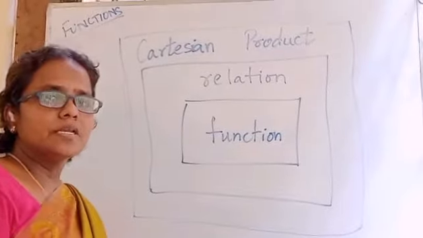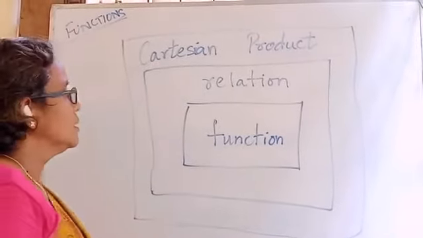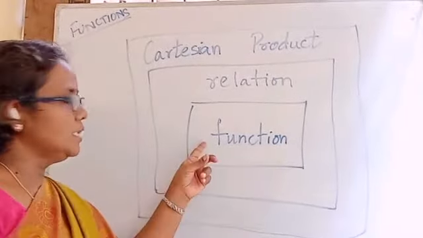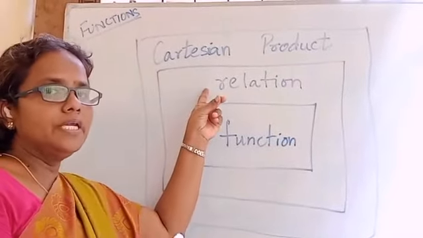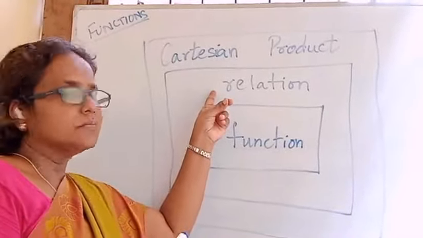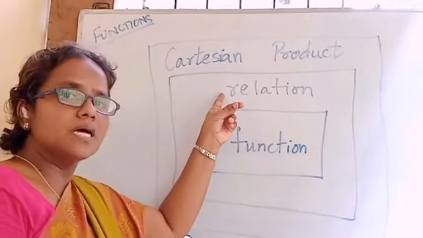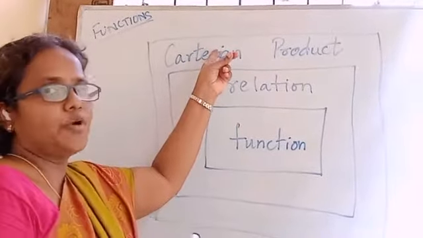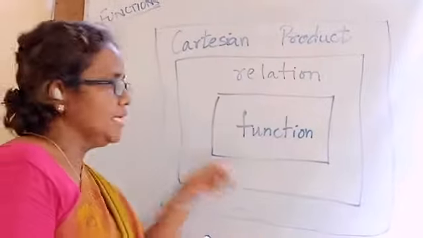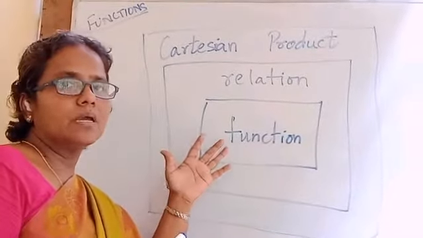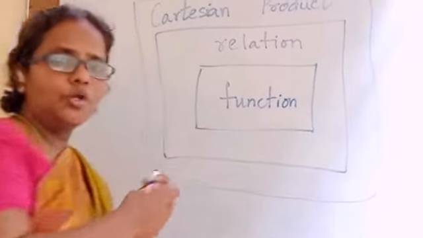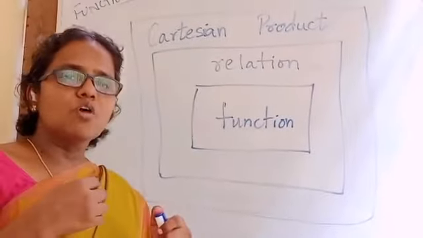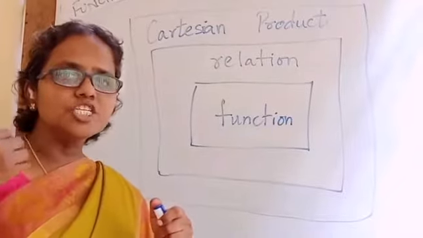So students, now you understand that a function is nothing but a subset of a relation. And we have already studied about the relation. A relation is a subset of the Cartesian product. So this diagrammatic representation depicts it very clearly for you. Moving on, I will show you some examples of what a function is not.